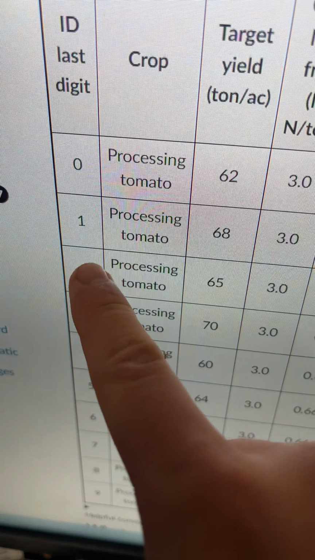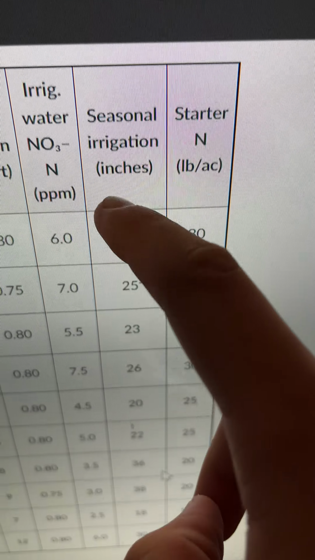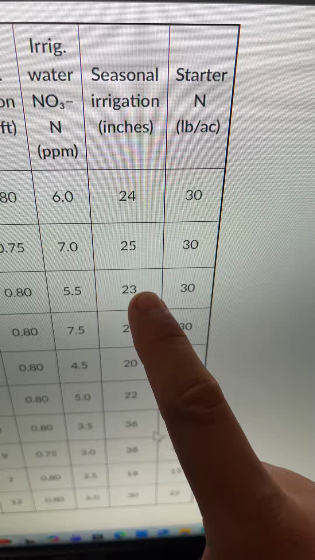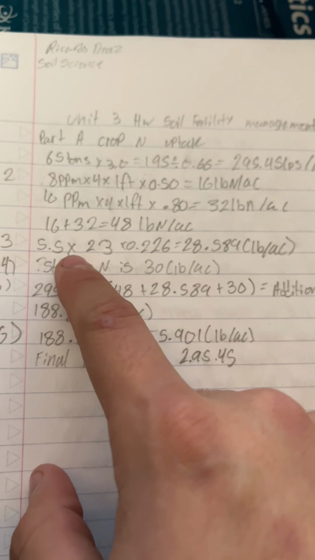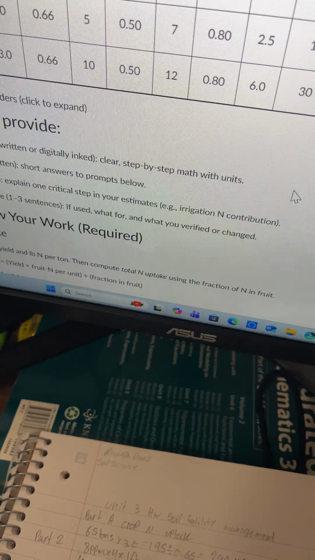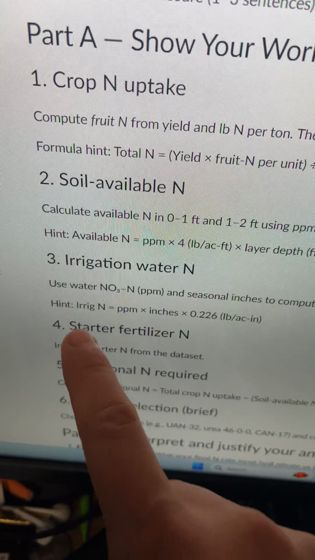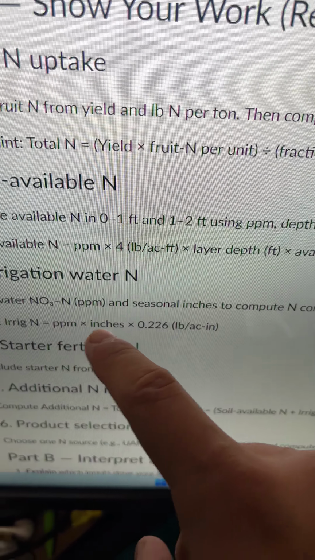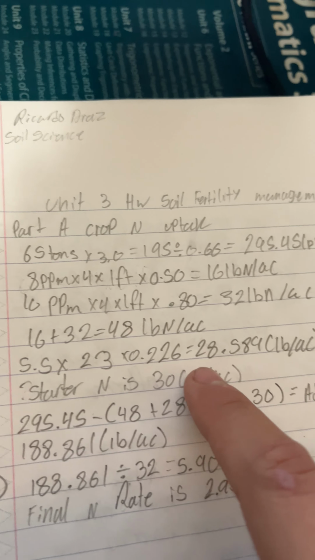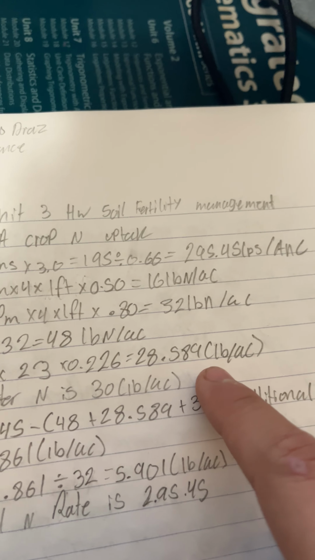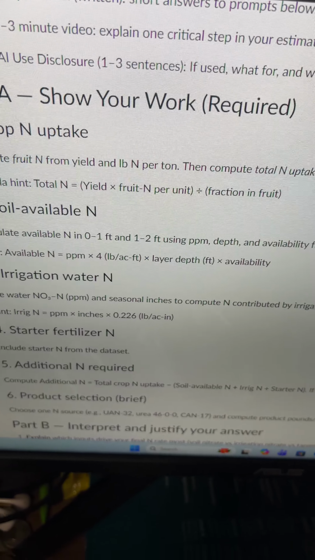For inches, I go to 2, all the way into seasonal irrigation inches. That's going to be 23. So as I have it written here, I'm going to have 5.5 multiplied by 23. In the hint that Mr. Ellsworth gives us, we take the ppm times the inches, which we have right here, 5.5 times 23. We're also going to multiply that by 0.226. By multiplying that by 0.226, we end up with 28.589 pounds per acre. So that is going to be the irrigation water N.